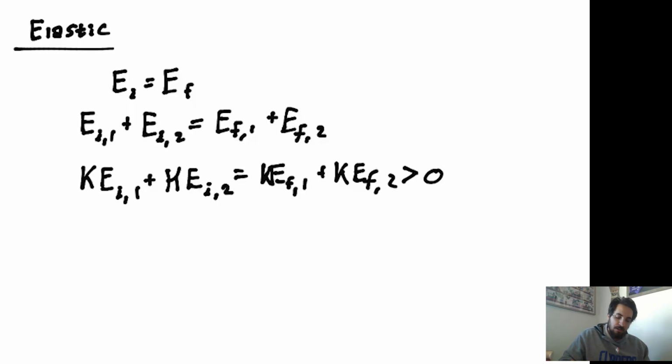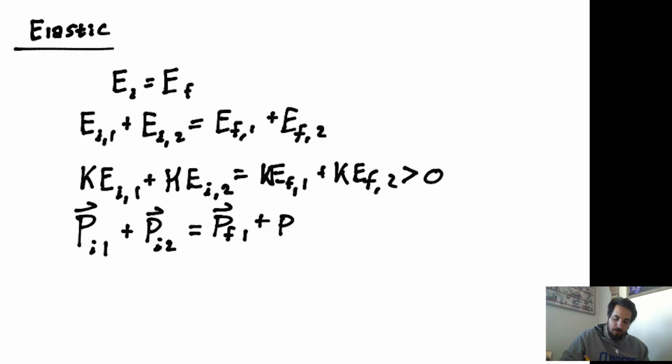So that is your kinetic energy. And we would call this conservation of kinetic energy for elastic objects only, right? For elastic objects, we have conservation of kinetic energy. Along with that, we have the conservation of momentum. That says your initial momentum of one cart plus your initial momentum of your other cart must equal your final momentum of your two carts. And I know I'm using the word cart here, but this applies to anything.